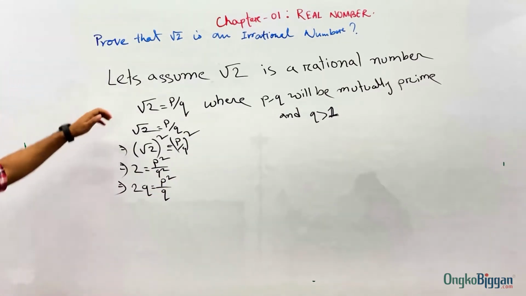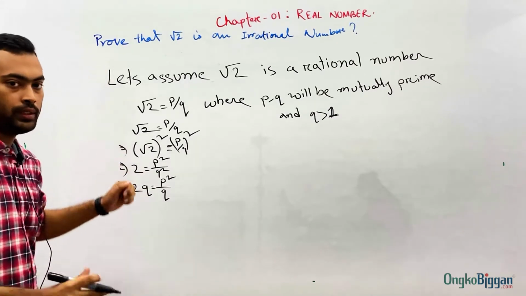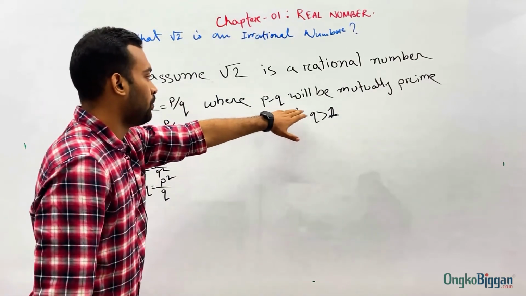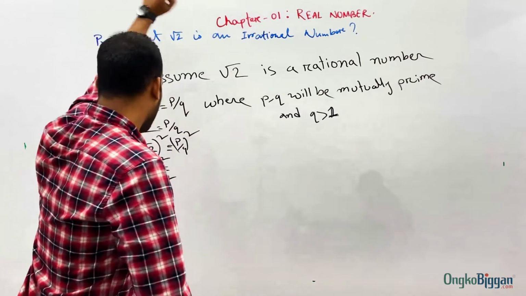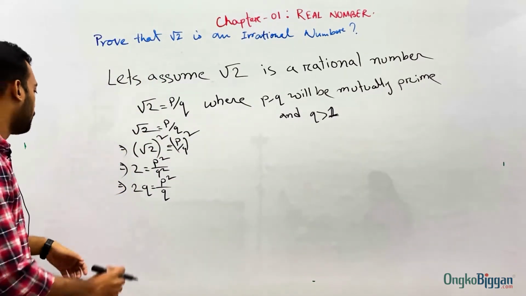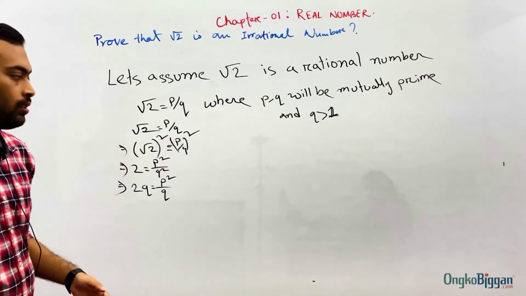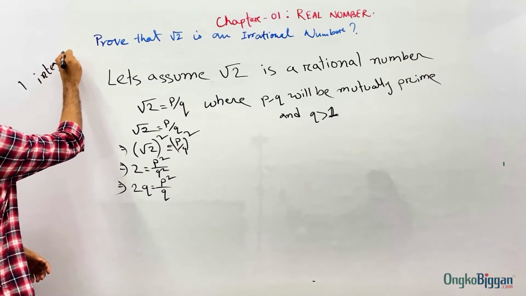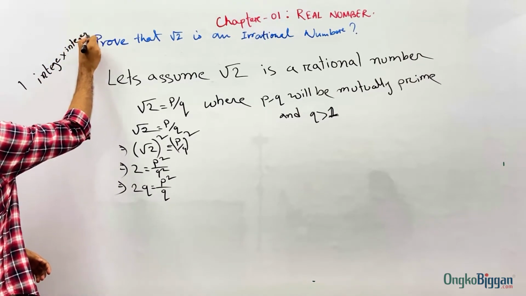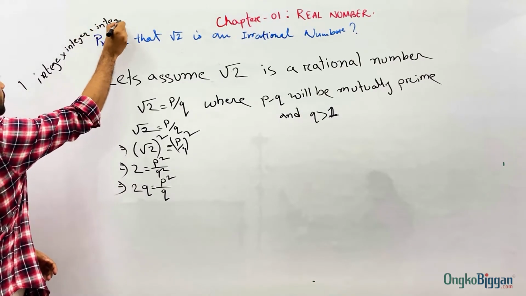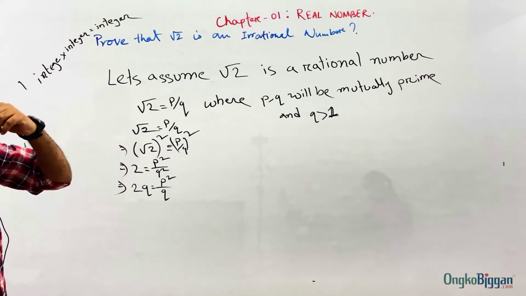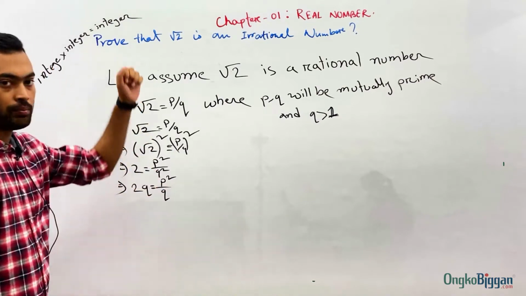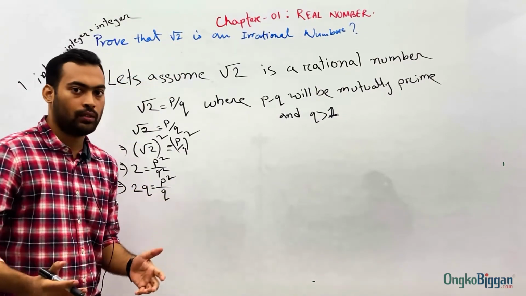Let's just check this side, 2q. So 2 is an integer number, right? And q, remember this condition, q should be mutually prime with p and greater than 1. So q is also an integer. So if you multiply an integer with an integer, what do you get? Integer into integer, we get another integer. So this 2q gives us an integer value. Okay, so now we are saying that 2q is equal to p squared by q. Let's see whether p squared by q is also an integer or not.